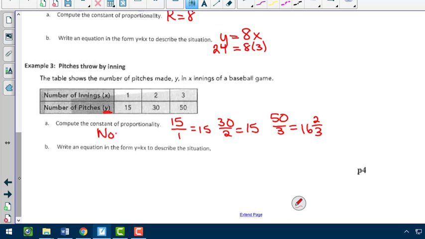So, is there a constant of proportionality? There is none. Can I write the equation then? No, because I don't have the k. So I cannot write that equation.